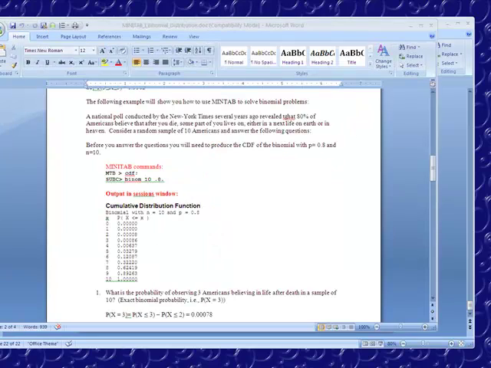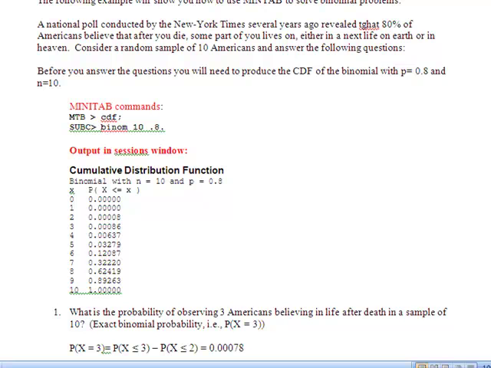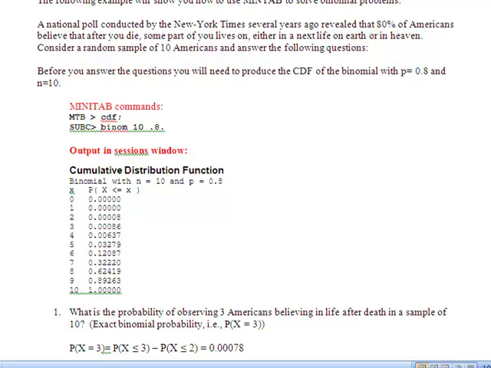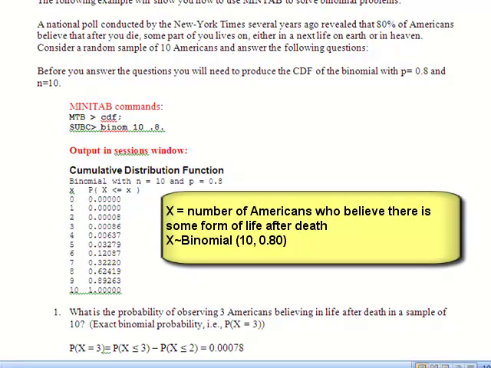So let's look at this example that's found in your Minitab examples. It says the following example will show how to use Minitab to solve a binomial problem. A national poll conducted by the New York Times several years ago revealed that 80% of Americans believe that after you die, some part of you lives on, either in the next life on earth or in heaven. Now consider a random sample of 10 Americans and answer the following questions.